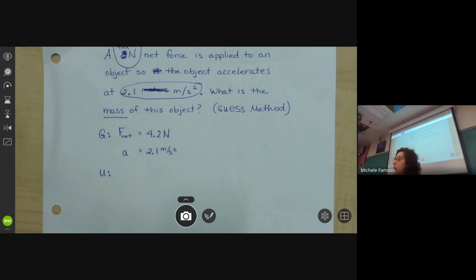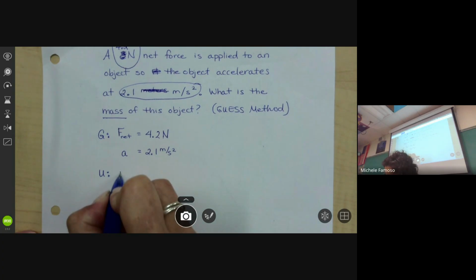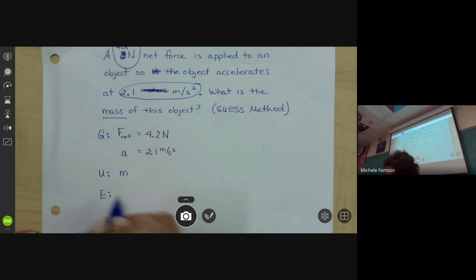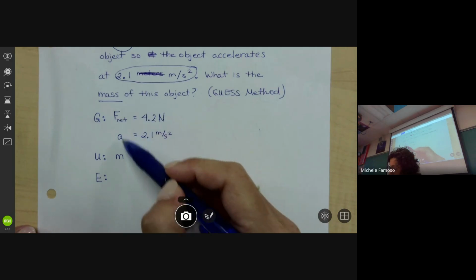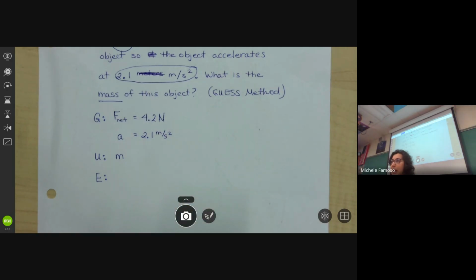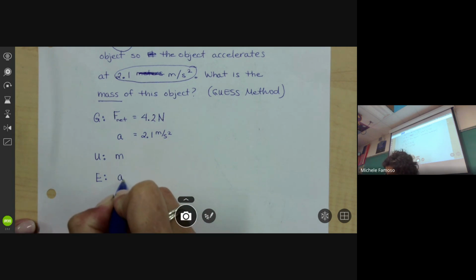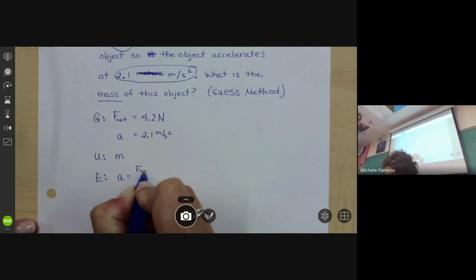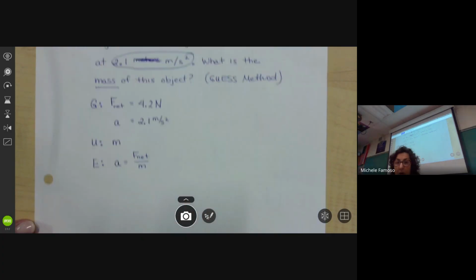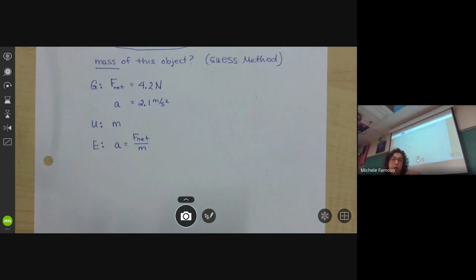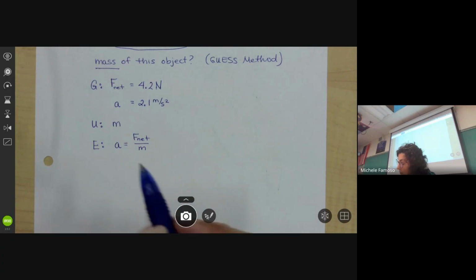Now we have to identify the unknown variable that we're looking for. Alex, can you tell me what that letter would be? M for mass. All right, now you got to look for the equation that contains those three things, F net, a, and m. That is it. This is an equation known as Newton's second law. It's a huge topic in our course that we'll be studying a lot more about later this year. But is this solved for m? So you have to do the algebra.